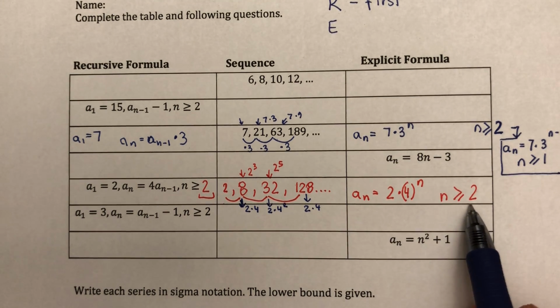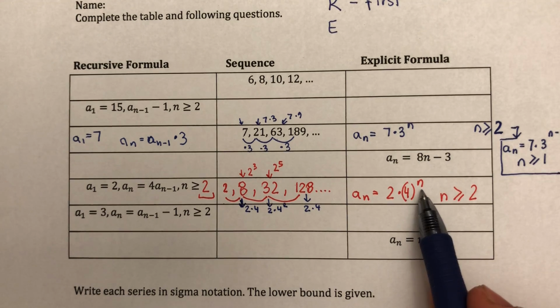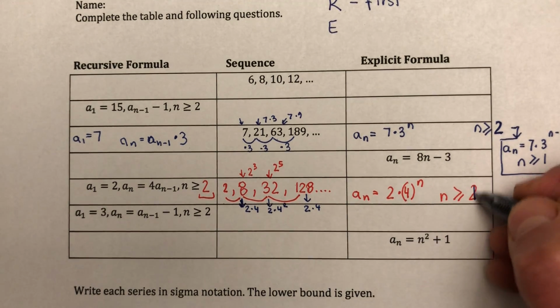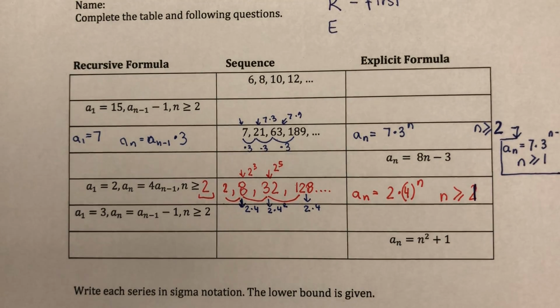And now I am questioning, did I have to say greater than or equal to 2? What would happen if I say 1? Well, if that was 1, 4 to the power of 1 is 4 times 2. I could have said greater than or equal to 1. And that was probably the intention right here as well.